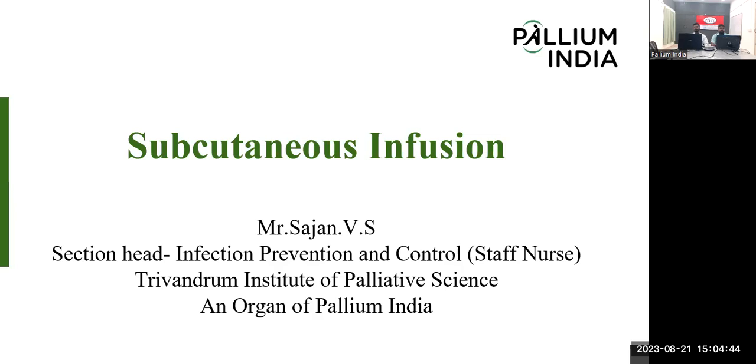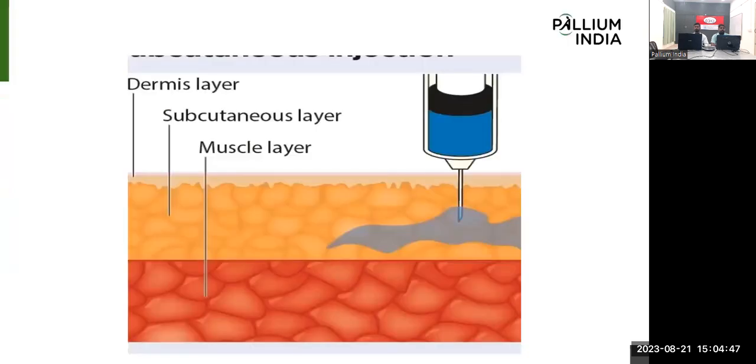It's an important topic, basically in palliative care. First of all, I am simply dividing the layers of skin into three: the dermis layer, the subcutaneous layer, and the muscle layer. We're going to discuss the second layer, the subcutaneous layer.